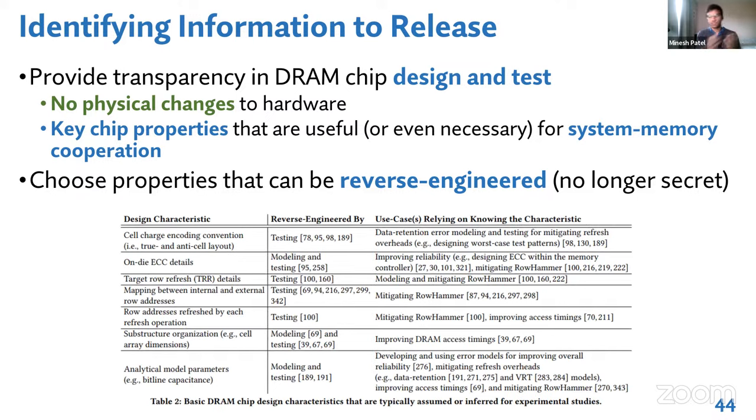Our paper goes over some examples of this kind of information, and it's things that you might have seen in some previous talks. For example, the encoding convention for DRAM cells, their true and anti-cell layout, which describes which cells encode a charge state as data one or data zero and the opposite. Many works across the past decade or so have shown that this can be easily reverse engineered by someone with access to appropriate testing infrastructure. The list goes on with different aspects of DRAM design, which are useful to consumers to develop their own testing methodologies and models in order to discover the information that they need to discover. The paper talks a lot more about this, and I'm not going to go into detail here.